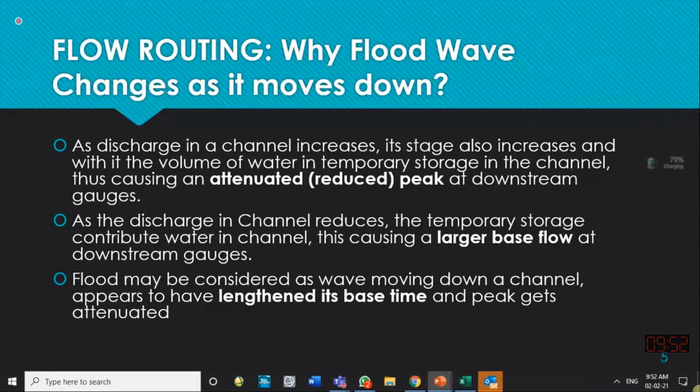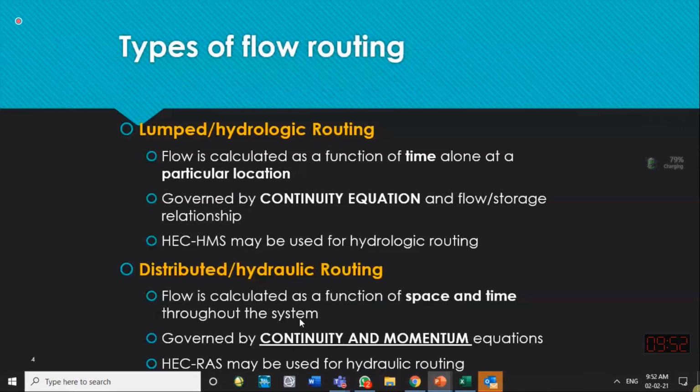It means its base time period has increased. The base time period of the flood hydrograph has increased. So these are the reasons that it changes the shape of the hydrograph when we move from the upper station to the down station.